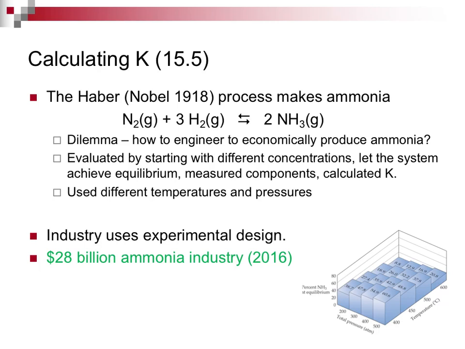Equilibrium is important, and I use the example of ammonia here. You've seen the equation. There was originally a dilemma. How can it be economically produced? Well, industry uses experimental design, where people first started in the lab to look at different temperatures and pressures, and it was scaled up along the way in order to come up with a temperature and pressure system which economically produced it. And it is a $28 billion industry.